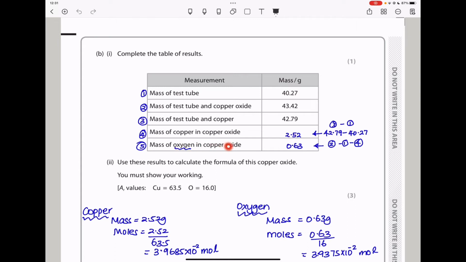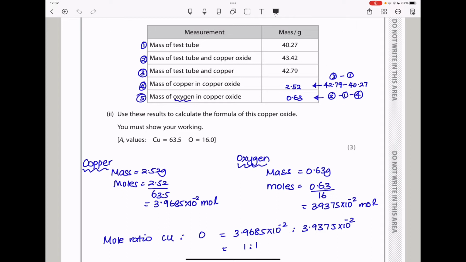The mass of oxygen is going to be the mass of the test tube and copper oxide minus the mass of the test tube, which will give us the mass of the copper oxide. And if we subtract the mass of copper in the copper oxide, we'll be able to get the mass of oxygen, which is 0.63. I showed you what we have to do here and there as well.